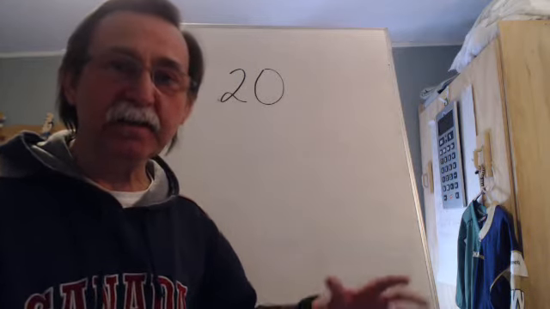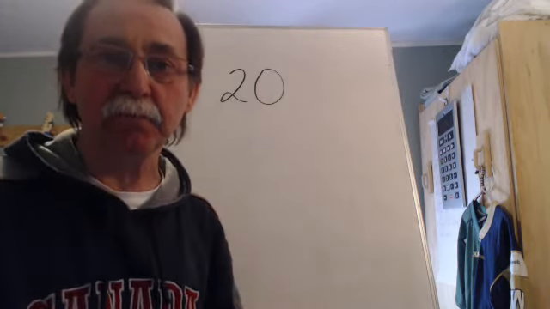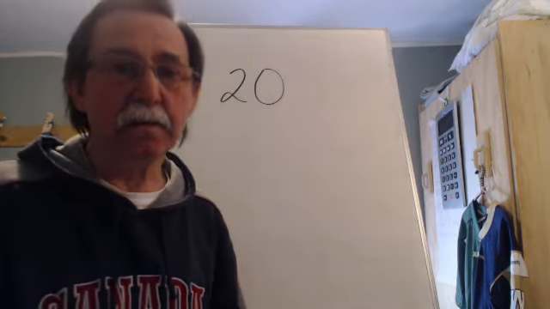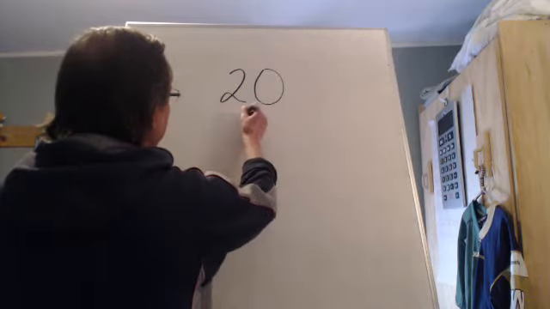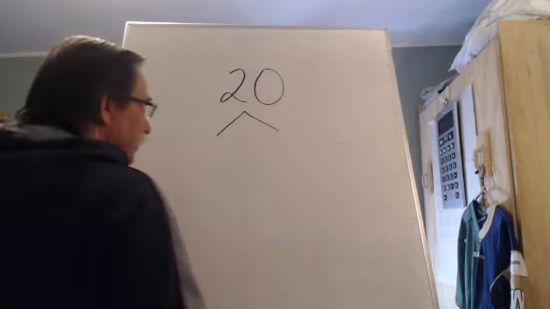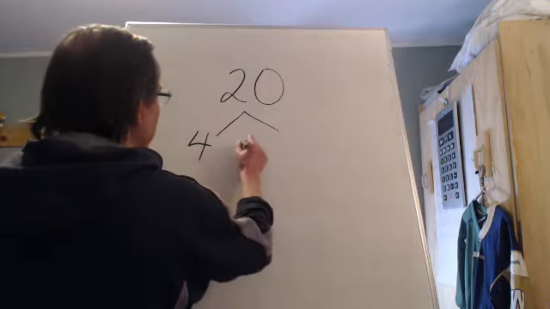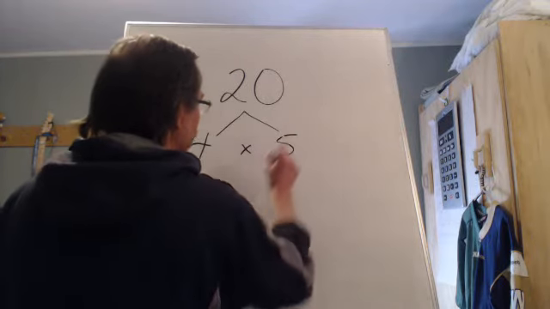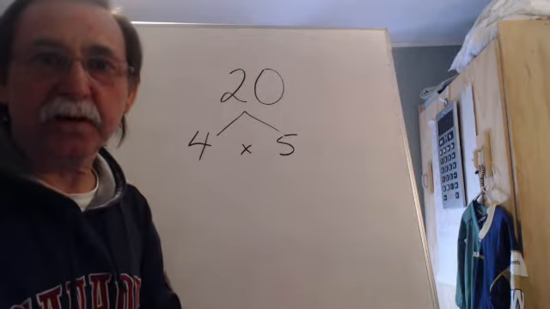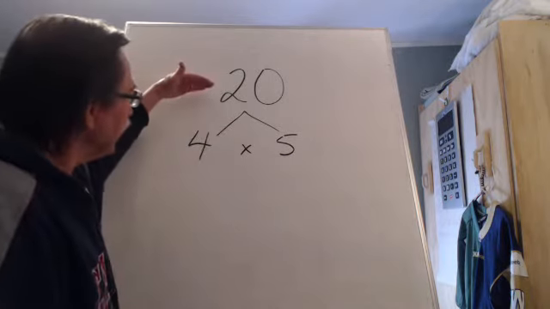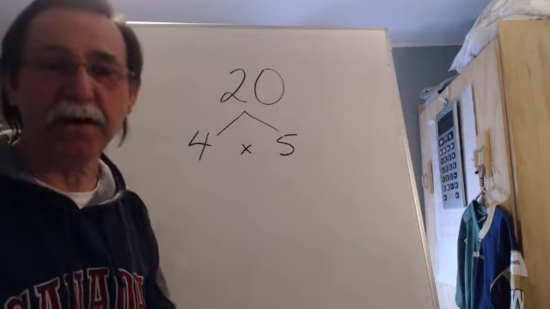What I want to do is get to the very bottom with prime numbers only. Okay, so take a look at this. We have 20. I'm going to break it into 2 parts. Somebody might have said 4 times 5. That's right. On this row we still have 20, only it's in the version of 4 times 5.